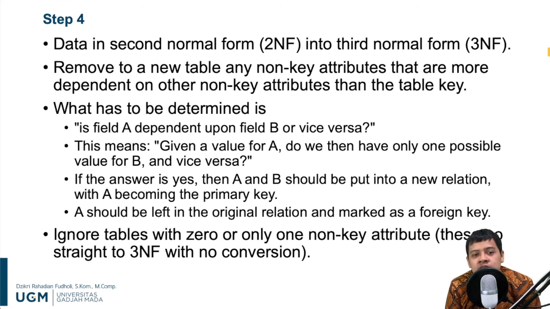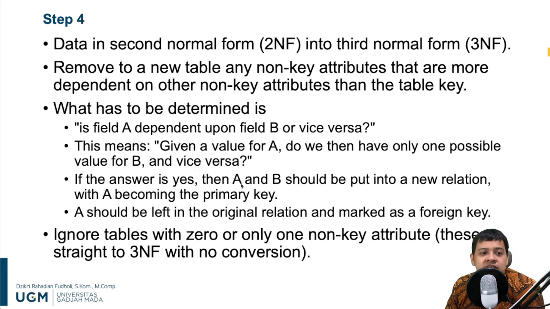So we need to check the connection between the non-key attributes. What has to be determined is: is field A dependent upon field B or vice versa? And this means, given a value A, do we then only have one possible value for B and vice versa?